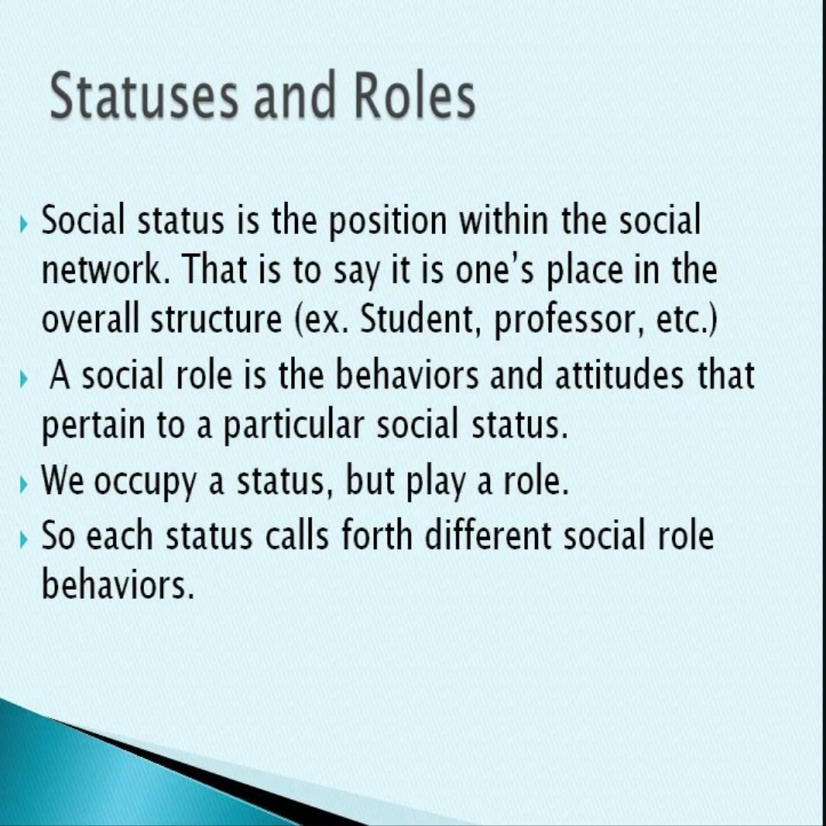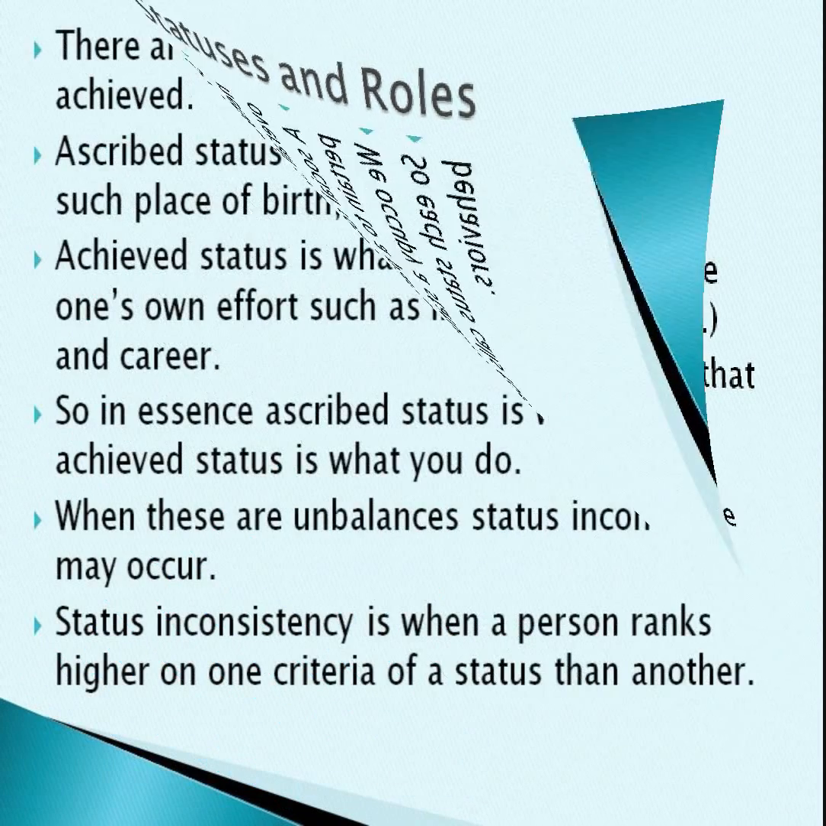So, with society being made up of statuses and roles, what are statuses and roles? Well, a social status is the position within the social network. That is to say, it is one's place in the overall structure. For example, you could be a student or professor. A social role is the behavior and attitudes that pertain to a particular social status. So then we occupy a status, but play a role. Each status calls forth different social roles and behaviors.